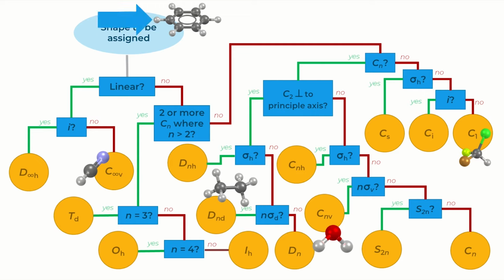Finally, let's think about benzene. It isn't linear, and it only has one C6 axis, and no other axes of a higher order than the C2s we found before. Its C6 counts up here though, and we know it has perpendicular C2s and a sigma H, making it D6H.